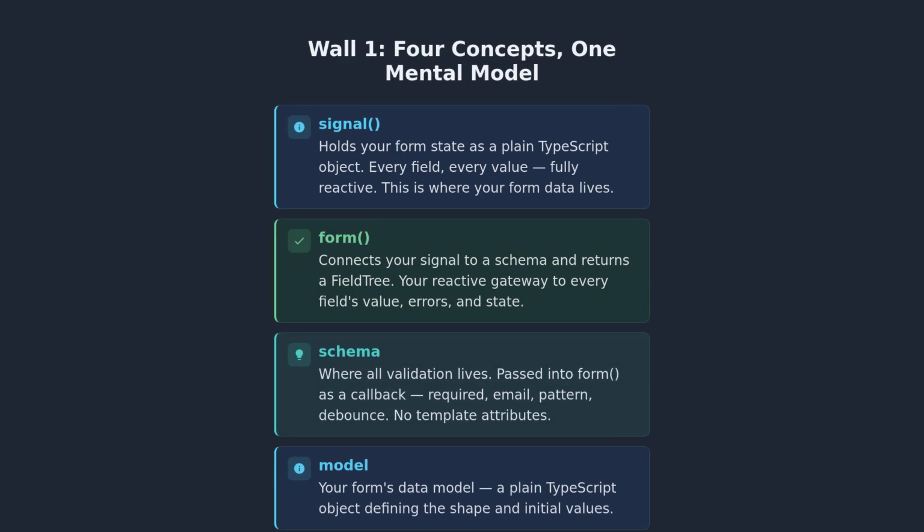Signal stores your form data. Form connects it to a schema and returns a field tree. Schema is where all validation lives, passed into form as a function. Model is your plain TypeScript object, the data shape.